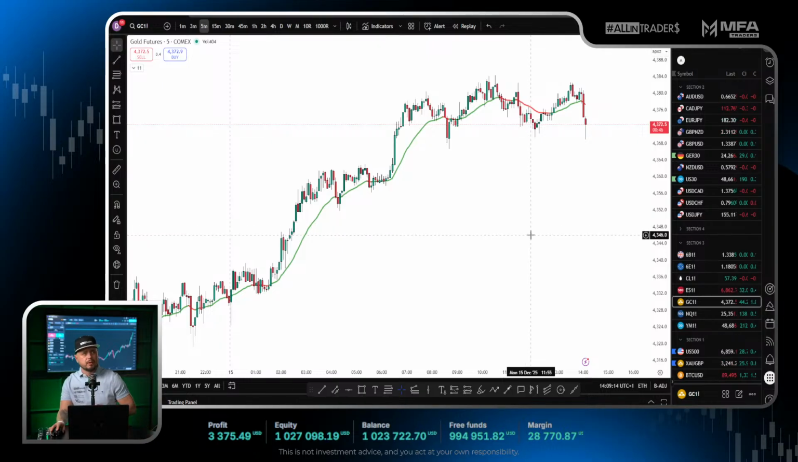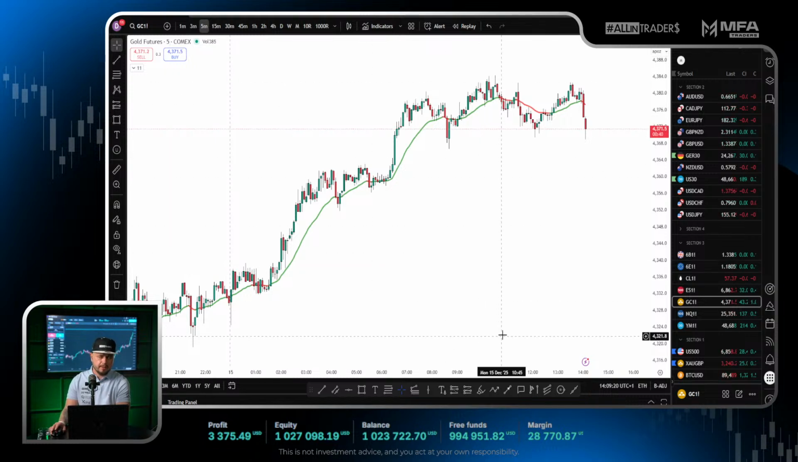Okay, let's start with the gold. We are looking at current day, 5 minutes time frame. I'm not looking at previous day. We are looking at current day. And what do you think? Range day, trend day? I think it's pretty obvious. So we are looking at trend day. That's for sure. The day started with strong bullish move, basically.